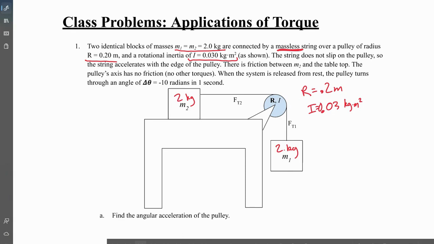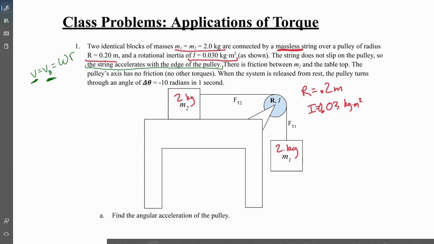All right, the string does not slip over the pulley, so it accelerates with the edge of the pulley. What does that tell us? Well, that tells us that the velocity at the edge of the pulley is going to be equal to the velocity of the string and the blocks, which is the same as omega r. That may or may not come in useful, but that's what that portion tells us.